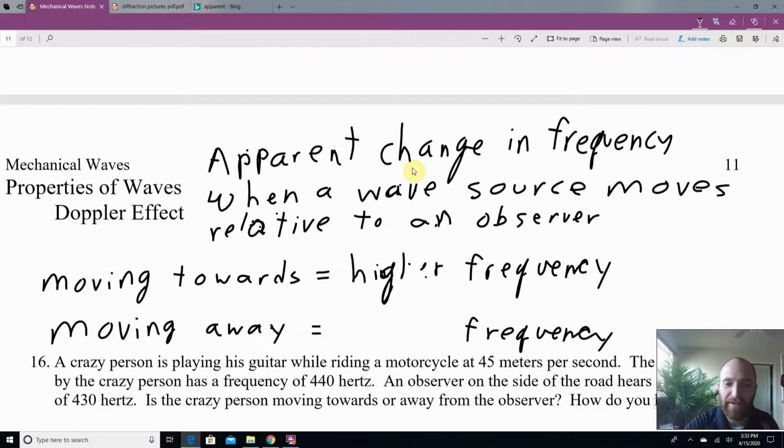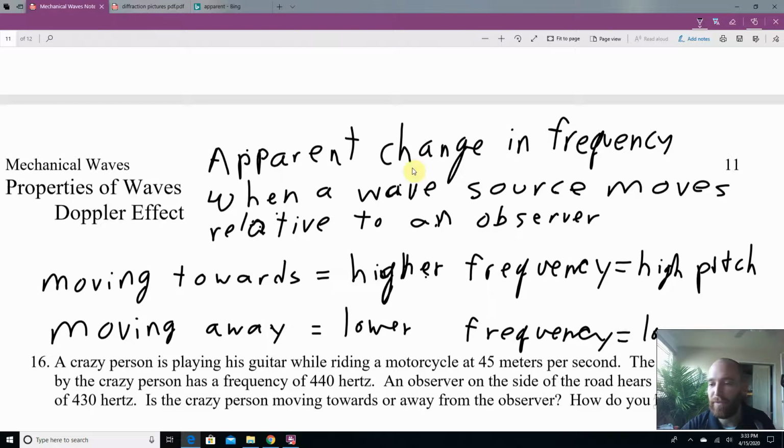Okay, it has a higher frequency when it moves towards you. So when it moves towards you, you have a higher frequency, which, as a reminder, means you have a higher pitch. Pitch means frequency, that's how we detect it. So higher pitch. When it started moving away from you, you should notice a lower frequency, which equates to a lower pitch.